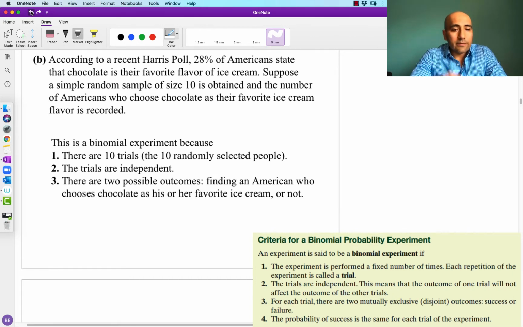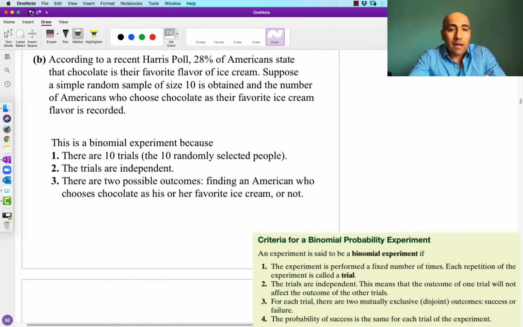Good. Number three, there are only two possible outcomes. Again, it's all about how you phrase the question. So if you ask a random person, is chocolate your favorite flavor of ice cream, yes or no? Then there's two possible outcomes. Yes, it is my favorite ice cream flavor, or no, it's not my favorite ice cream flavor. You can't have any other possible answers when you phrase it that way.